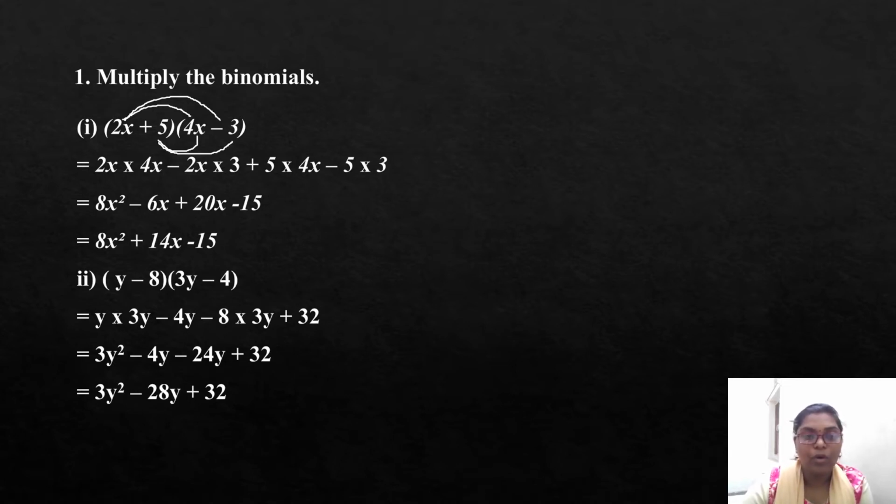So multiply. First multiply the coefficients: 2 into 4 gives you 8. x into x, x square. Minus 2 into 3, 6x. In between which sign? Plus. 5 into 4, 20x, minus 5 into 3, 15.